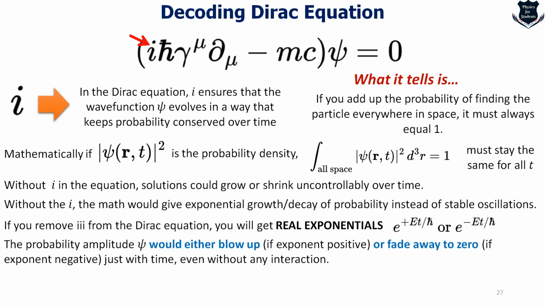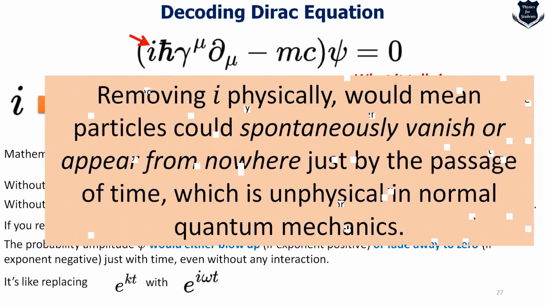So it is a kind of a thing that the probability amplitude would either blow up if the exponent is positive, or it will fade away to 0 if the exponential is negative. So all in all, what we can say is that if we remove it, it is just like replacing this with this. So from here, what we can say is that i actually ensures a stable oscillatory behavior instead of runaway or vanishing solutions. So the core reason a quantum particle can persist without, I would say, violating the probability.